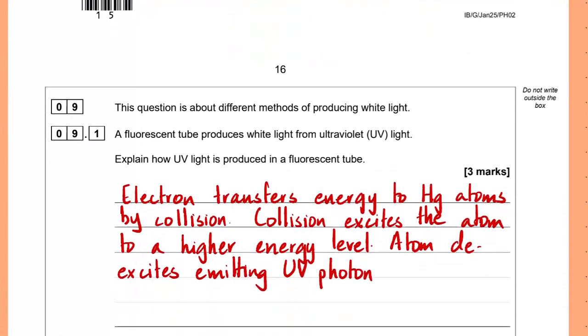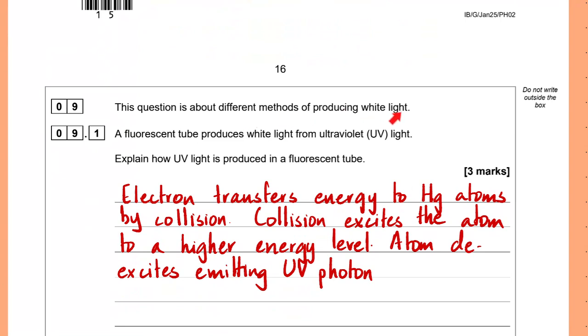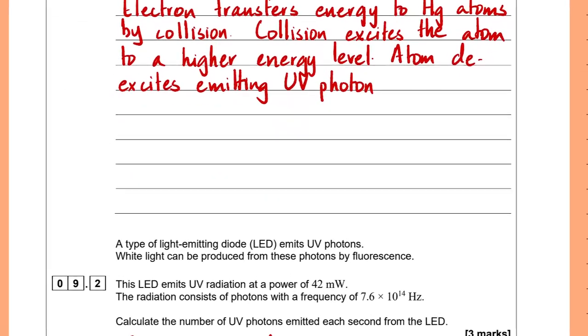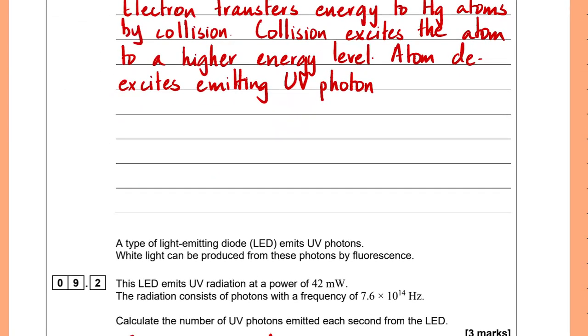Question number 9, very straightforward question about different methods of producing white light. So how is UV light produced in a fluorescent tube? So electrons transfer energy to the atoms by collision. The collision excites the atom to a higher energy level. They then de-excite, emitting a photon, and that corresponds to the gap in energy levels. A LED emits UV photons. White light can be produced from these photons by fluorescence.